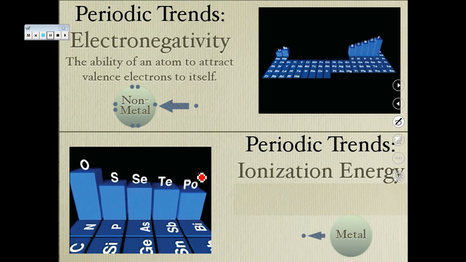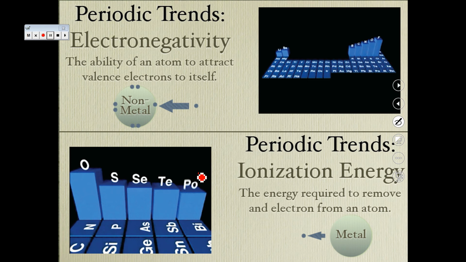Ionization energy is related to metals. Ionization energy is the energy required to remove an electron from an atom. So it is similar to electronegativity, but electronegativity is the attraction of an electron towards it. It measures the strength. Ionization energy is the energy required to remove an electron from something. So it also measures the strength, but they sort of work in opposite ways. One is the attraction of an electron towards it. The other one is the removal of an electron from a metal.